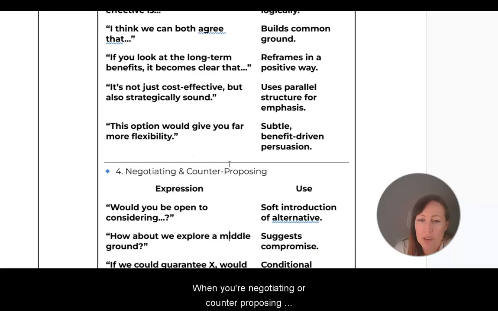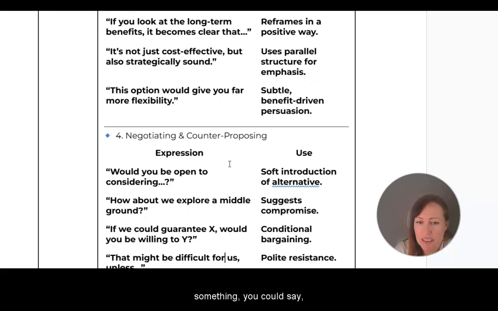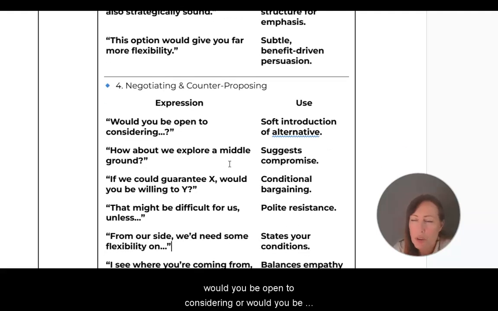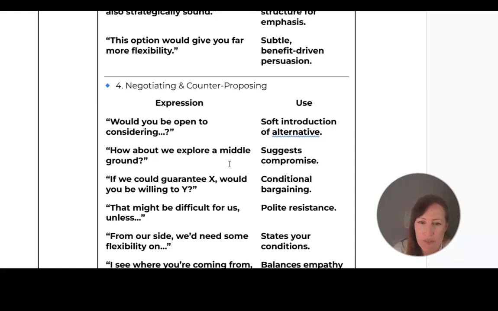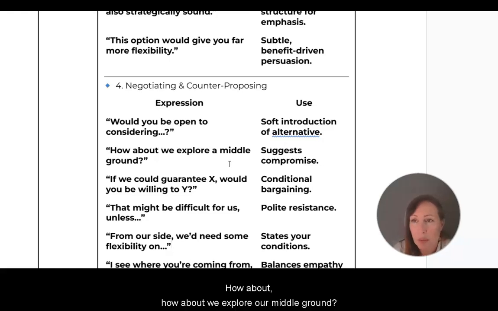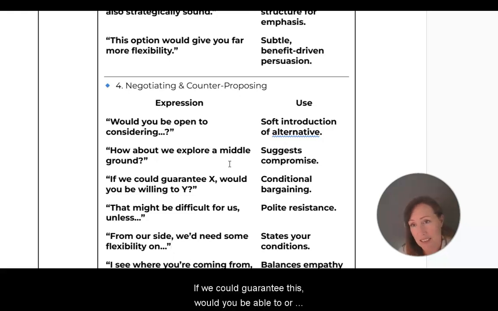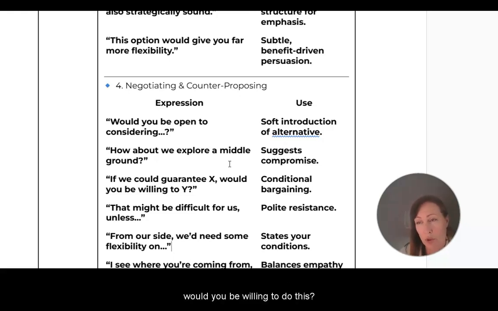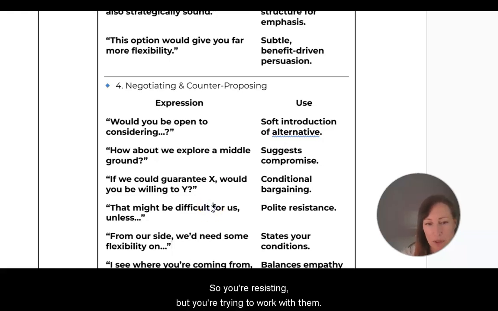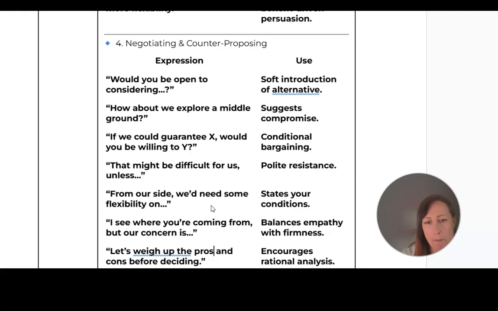Okay. When you're negotiating or counter proposing something, you could say, would you be open to considering, or would you be open to the possibility of, how about we explore a middle ground? If we could guarantee this, would you be able to, or would you be willing to do this? That might be difficult for us unless, so you're resisting, but you're trying to work with them.